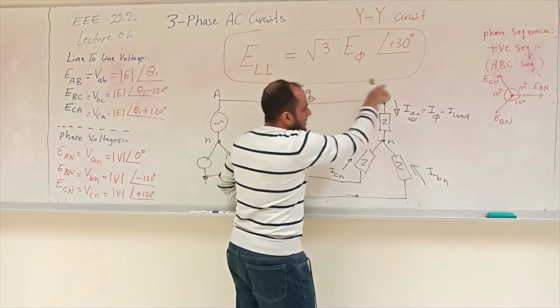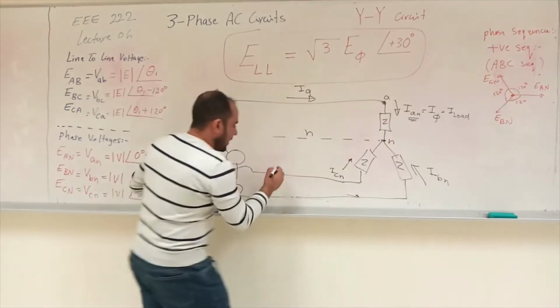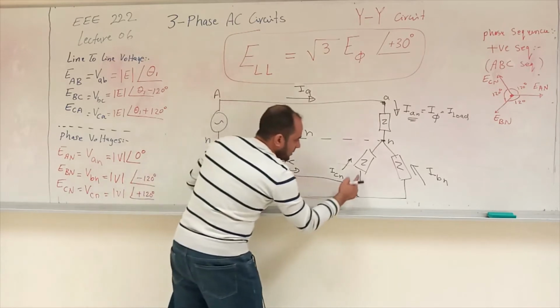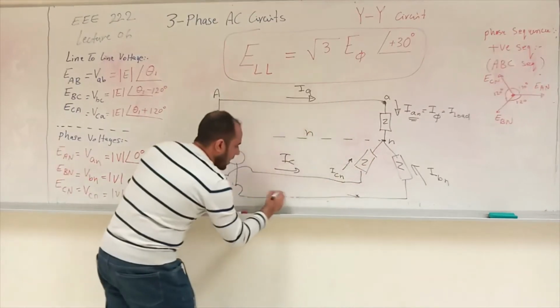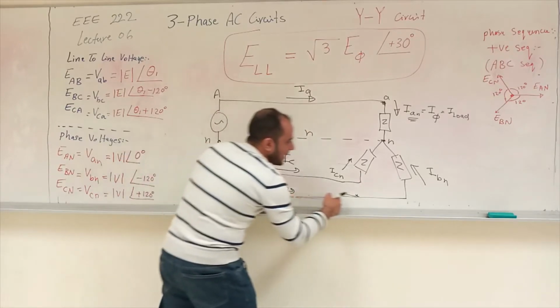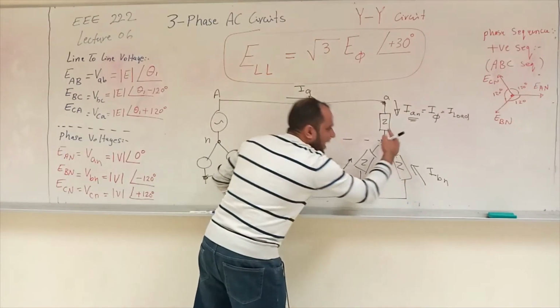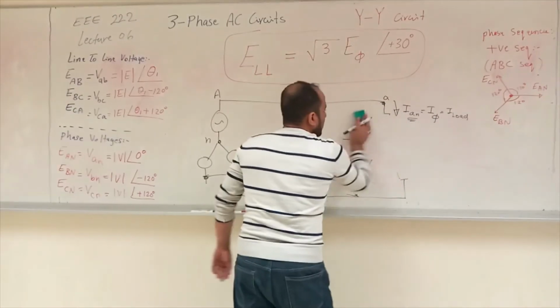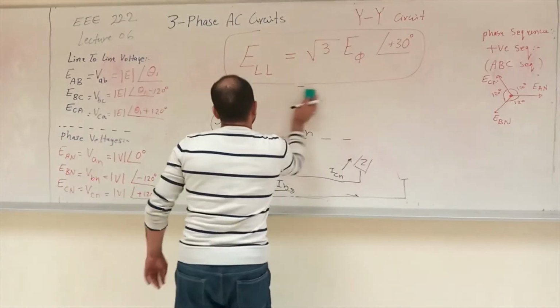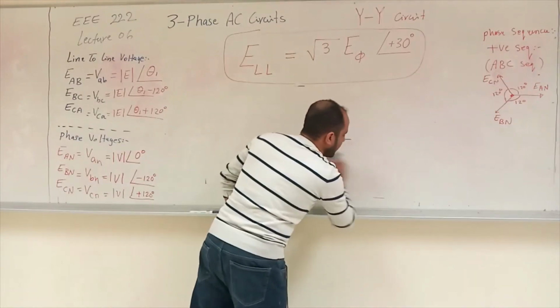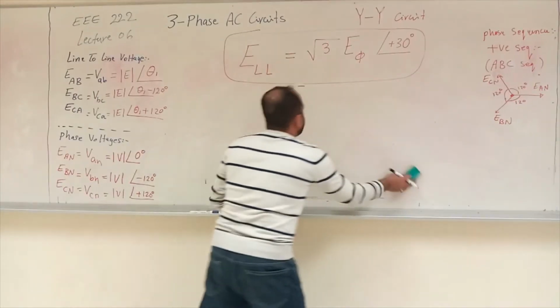Line A current is the same as load A current. Line C current is the same as load C current. Line B current is the same as load B current. So what's the conclusion here? For the Y connected load, for the star connected load, Y or star, it's the same.